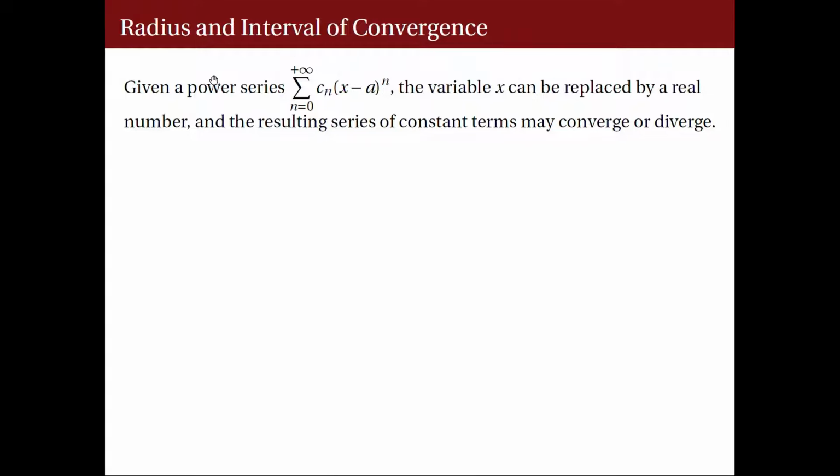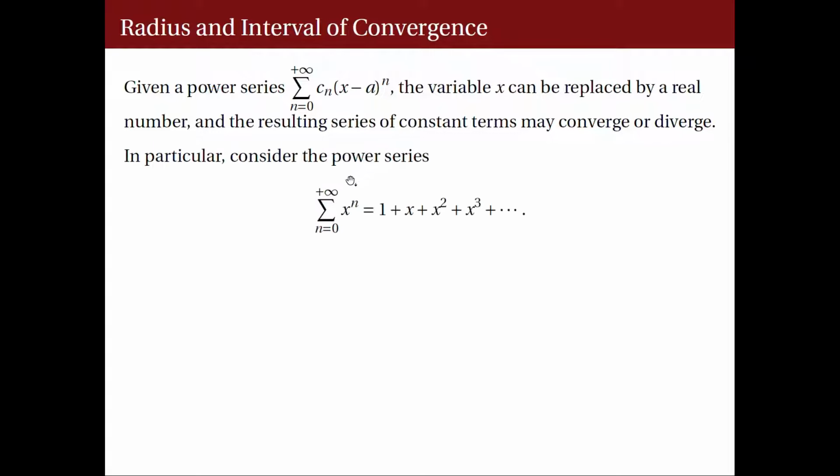Next, we will discuss the radius of convergence and interval of convergence of a power series. Given a power series sum of c_n times (x minus a) raised to n, n equals 0 to positive infinity, we can replace the variable x by any real number. Notice that the resulting series is just a series of constant terms that may converge or diverge.